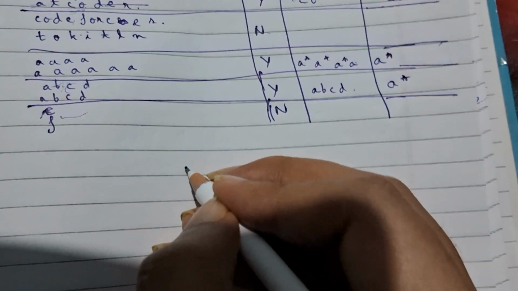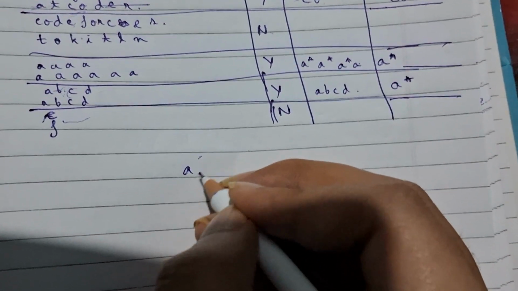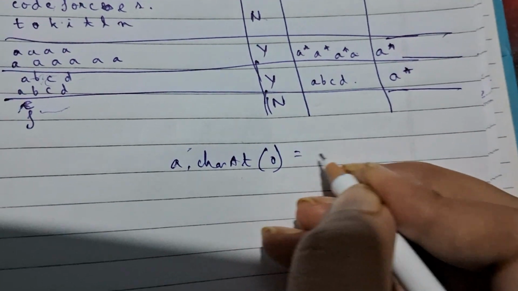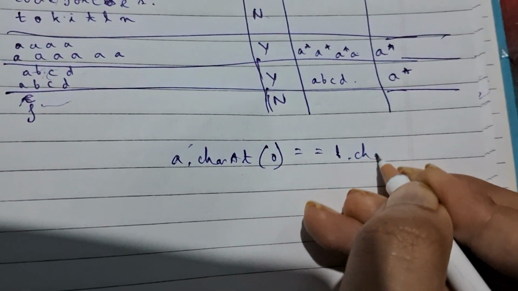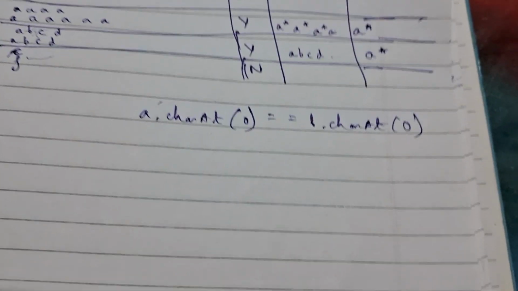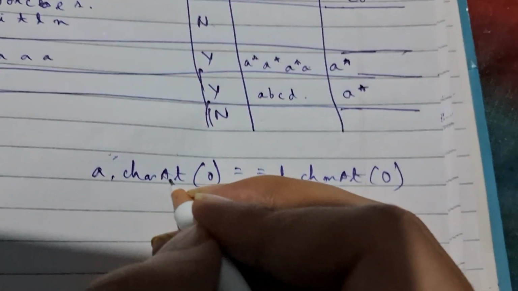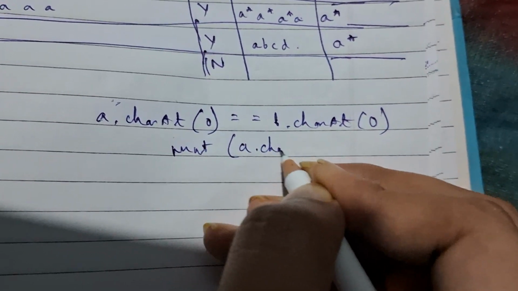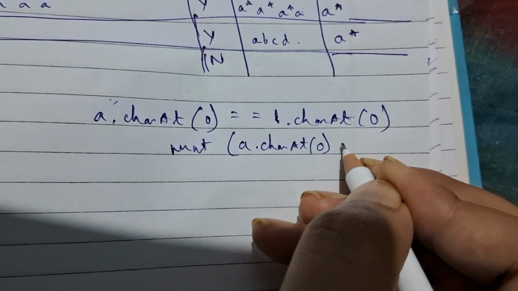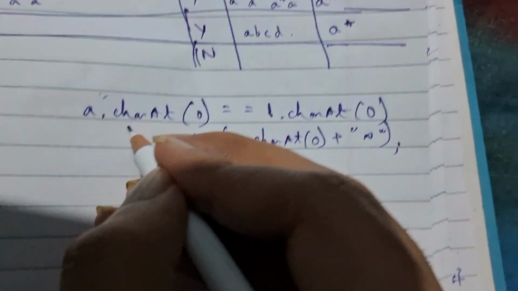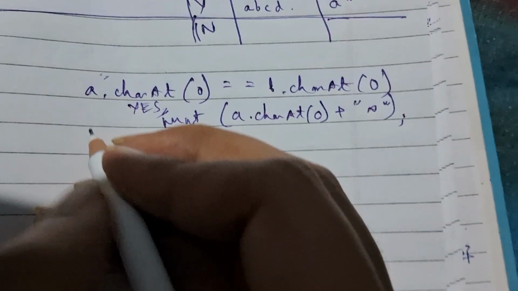Okay, so if the character at 0 of A and the character at 0 of B are equal, we can say one thing, that we can print that character with an asterisk. Okay, obviously this is a yes.